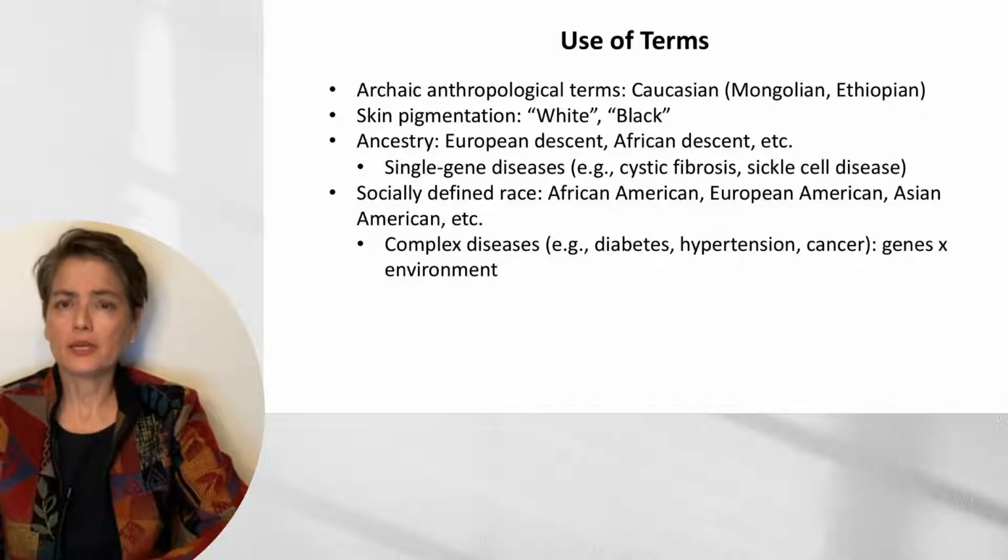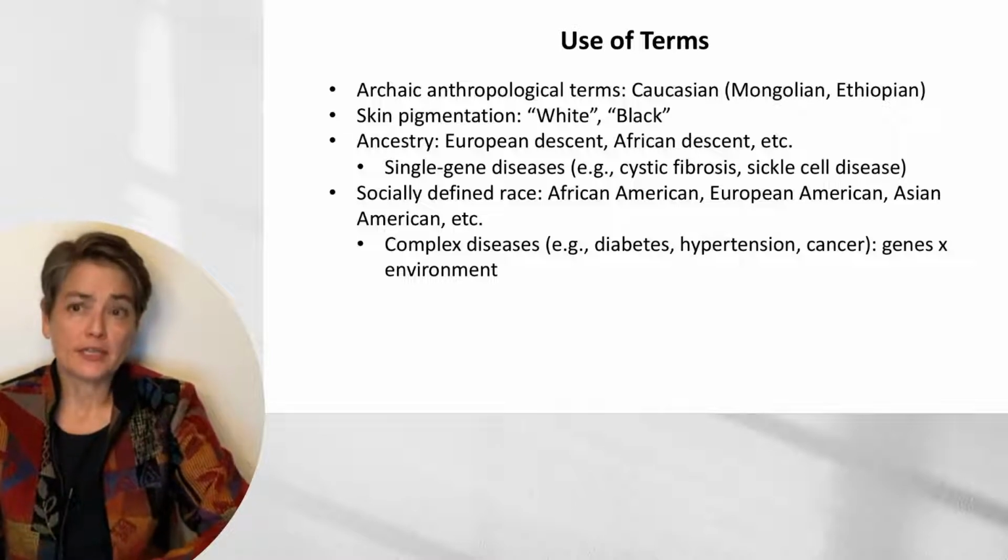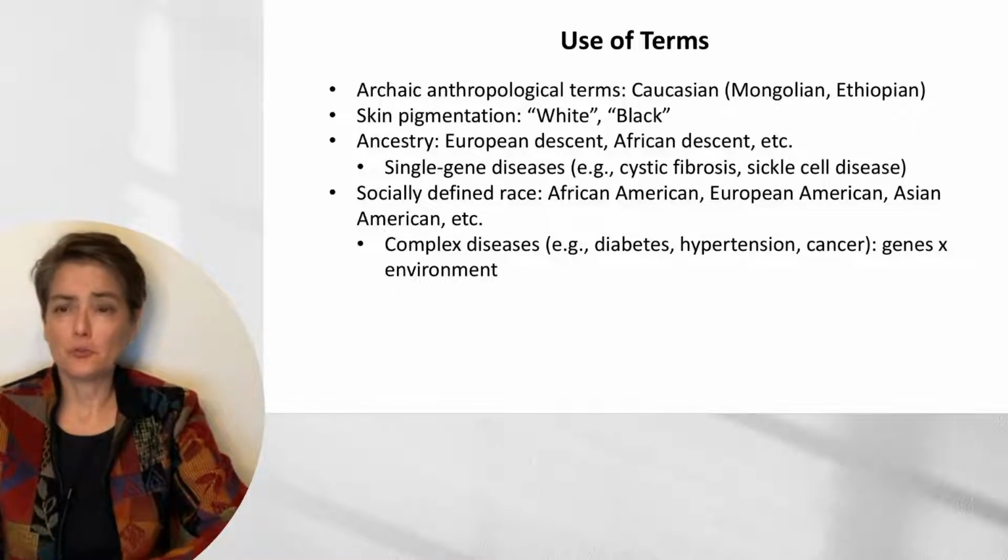So the two terms that we do think are appropriate are related to ancestry and socially defined race. So by ancestry, we'll use terms like European descent or African descent. And we use this primarily with the concept of single gene diseases. So cystic fibrosis is more common in individuals of Northern European descent. Sickle cell disease is more common in individuals of African descent.